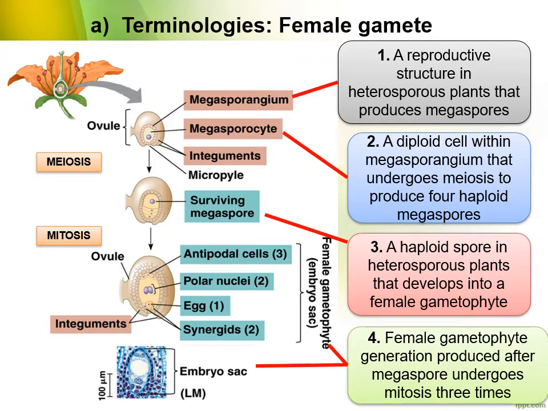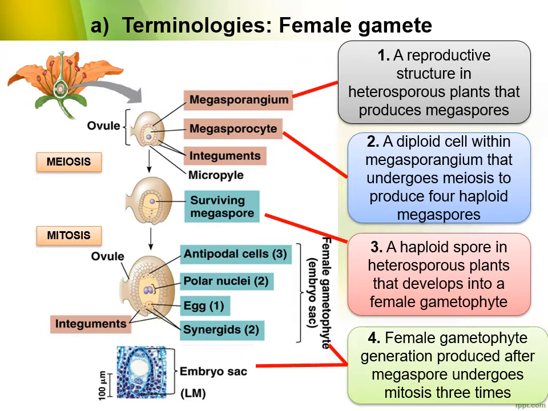Megasporangium is a reproductive structure in heterosporous plants that produces megaspores. The second term is megasporocyte. It is a diploid cell within megasporangium that undergoes meiosis to produce 4 haploid megaspores. So the third term is megaspore. Megaspore is a haploid spore in heterosporous plants that develops into a female gametophyte.